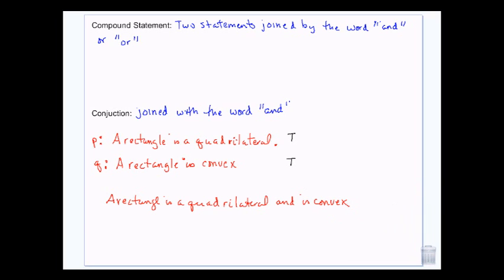Okay, now the symbol for and is an upside down V. So this is the symbol. So we could say this sentence is P and Q. That's how we would read that, P and Q. This is true, and that is true, so that makes the whole thing true. Two true statements put together give you a true statement.